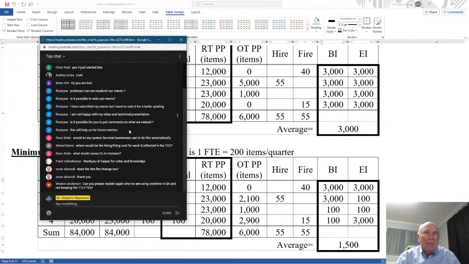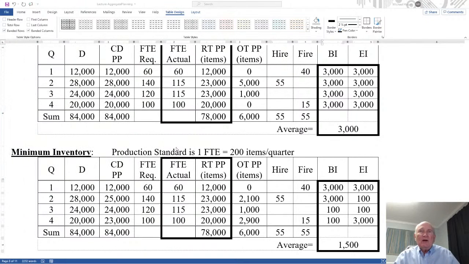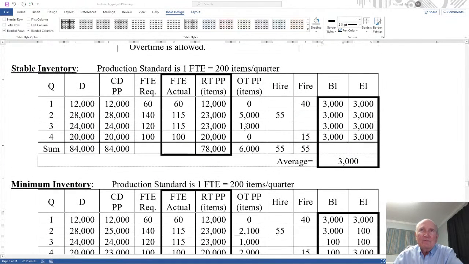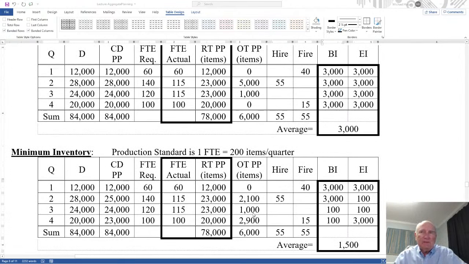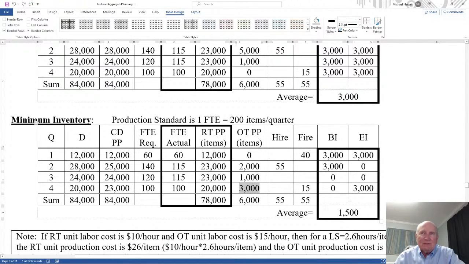Yep, let's back up. Could you please explain again why we are using overtime in Q4 and not keeping the 115 FTEs? Because the 115 in Q4 here, let's put this back. When I put this 3,000 here, then what happens is that I want my inventory to stay a minimum. So I don't want the 3,000 till the very end. Okay, so 3,000 has to be in my production somewhere. My production is either regular time or overtime. If it's regular time, then my FTEs will be more than 100.